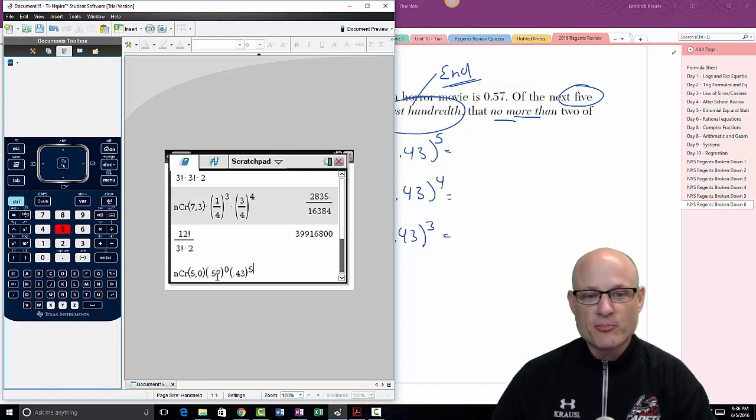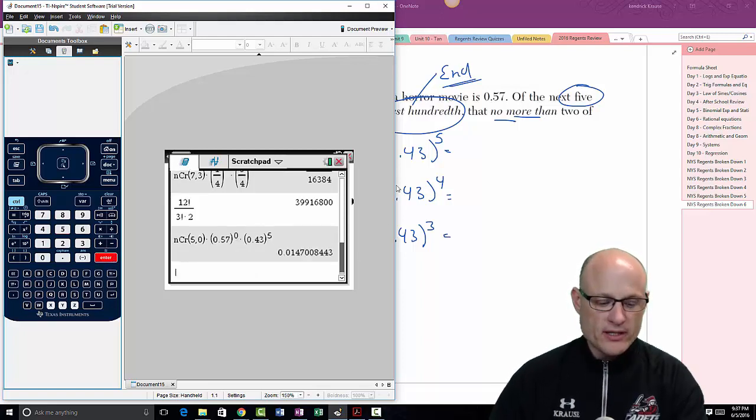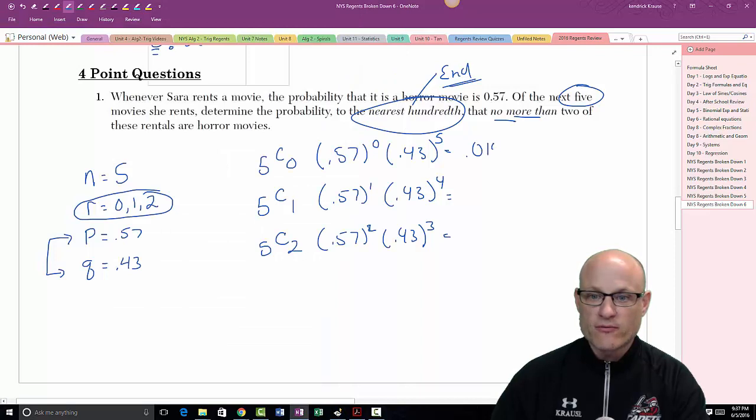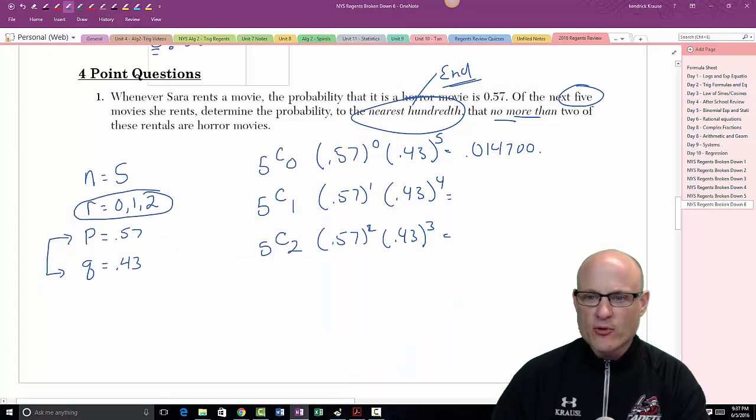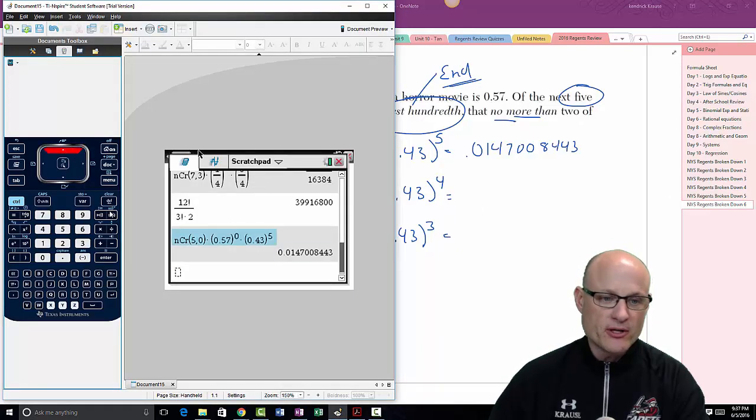Now, I didn't really need to put 0.57 to the 0. I could have just left that whole thing out because anything raised to the 0 power is 1. But you'll see why in a minute why I wanted to do that. So, do not round this. 0.014700, 8443.